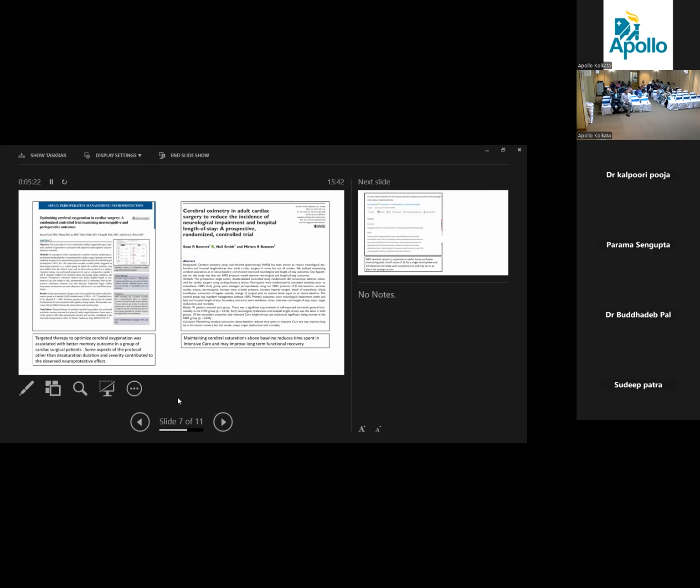Some of the studies were on optimizing cerebral oxygenation in cardiac surgery. A randomized controlled trial examining neurocognitive and perioperative outcome was done. The conclusion was that targeted therapy to optimize cerebral oxygenation was associated with better memory outcome in a group of cardiac surgical patients. Some aspects of the protocol other than desaturation duration and severity contributed to the observed neuroprotective effect. Another study was cerebral oximetry in adult cardiac surgery to reduce the incidence of neurological impairment and length of hospital stay. This was a prospective randomized controlled trial. Maintaining cerebral saturation above the baseline reduces the time spent in ICU and thus may improve the long-term functional recovery.